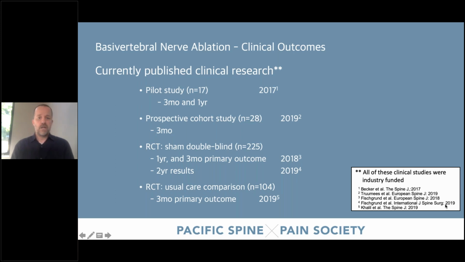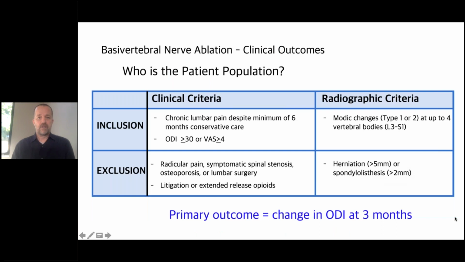The first two studies, which we'll go over briefly, are both cohort studies, and then the next two studies are the two randomized controlled trials. There's two publications from the first randomized controlled trial, or the sham-controlled trial, which we'll discuss as well. Next slide. Because all of these studies were industry funded and tightly controlled, as a result, they all use the same inclusion criteria.